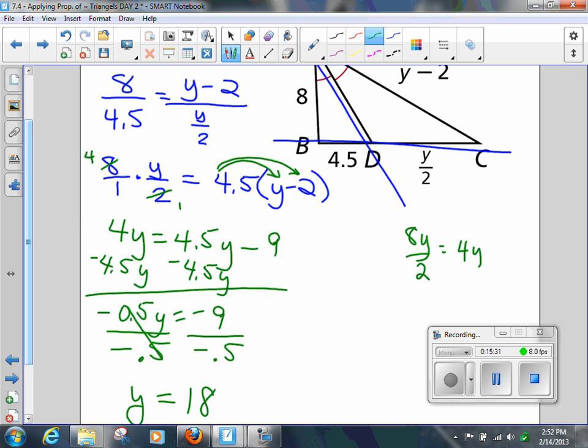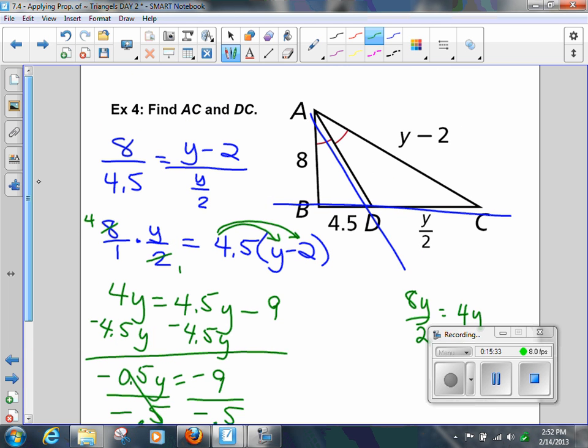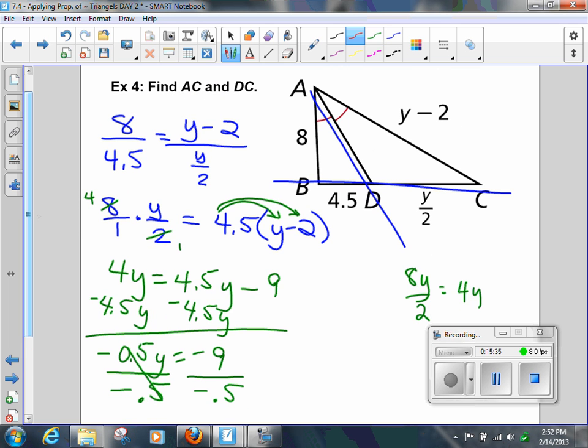We're still not done, so let's find the sides. Thank y'all for being conscientious. 18 minus 2 is 16. 18 divided by 2 is 9. Right on? Amber, is this what you got? Jade, is that what you got? You cool? Any questions at all? Justin?